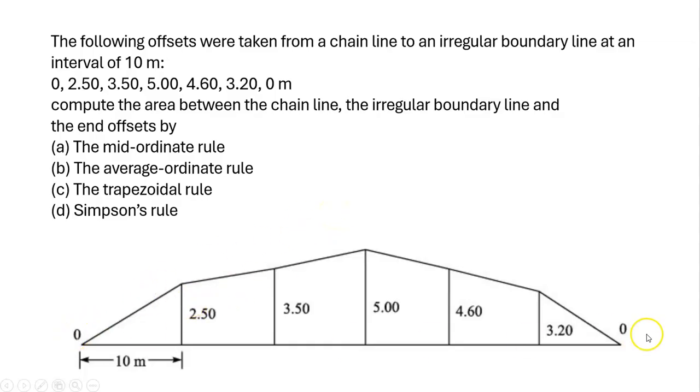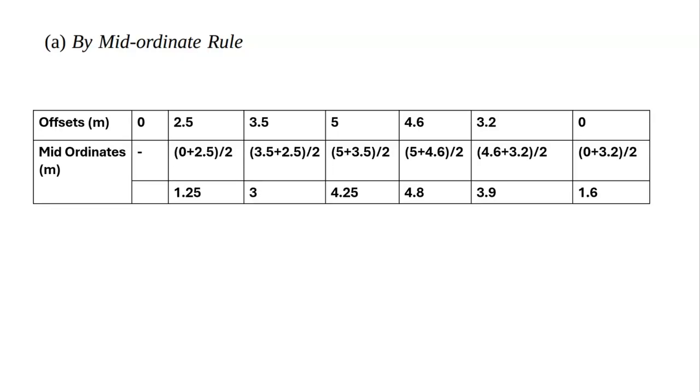So we have 0, 2.5, 3.5, 5, 4.6, 3.2 and 0. So altogether we have 1, 2, 3, 4, 5, 6, 7 offsets. Simpson's rule is adopted for an odd number of offsets, so this is applicable to this problem also. Let's solve the mid-ordinate method of calculating area.